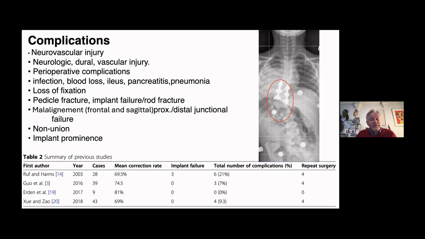And of course, the postoperative complications are mostly infection, sequelae from blood loss, ileus, pancreatitis, pneumonia. And in the longer term, it's loss of fixation. It may be a pedicle fracture, implant failure, and so on, and the secondary malalignment or non-union.